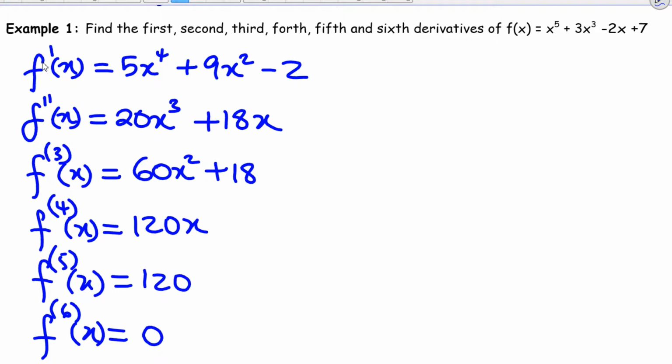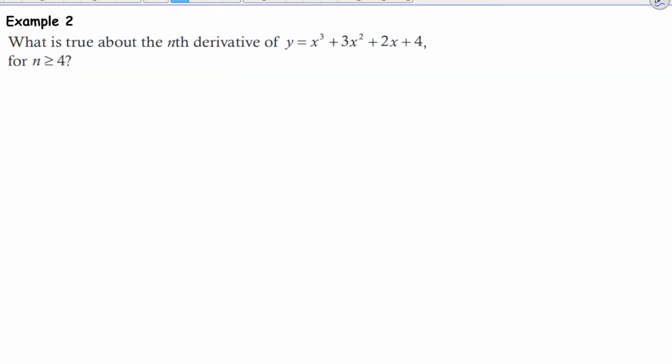Okay? So that's how you find the higher derivatives of this function. And you can see that derivatives after the sixth derivative will just be 0. Okay, let's look at the second example.